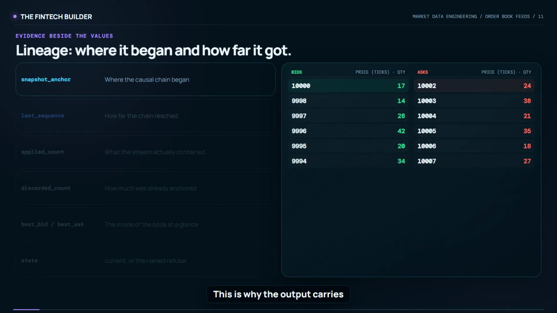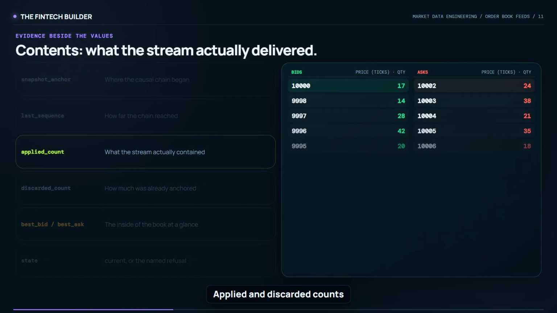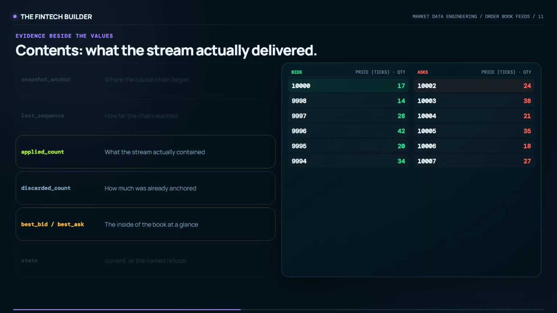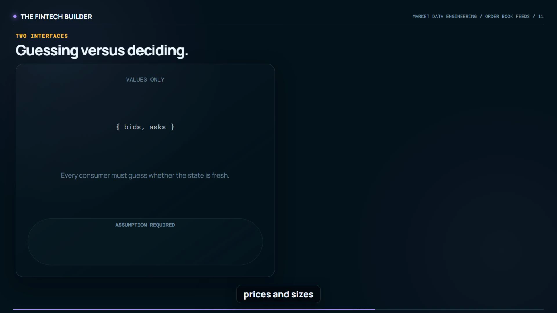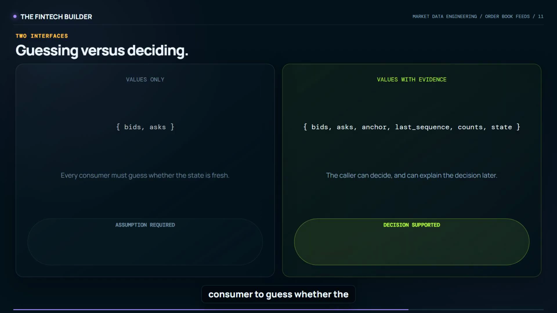This is why the output carries diagnostics beside the levels. The snapshot anchor says where the chain began. The last applied sequence says how far it reached. Applied and discarded counts say what the stream actually contained. Best bid and best ask expose the inside of the book at a glance. And the state field says current or names the refusal. An interface that returns only prices and sizes forces every downstream consumer to guess whether the state is fresh. Returning the evidence beside the values means a caller can decide rather than assume.